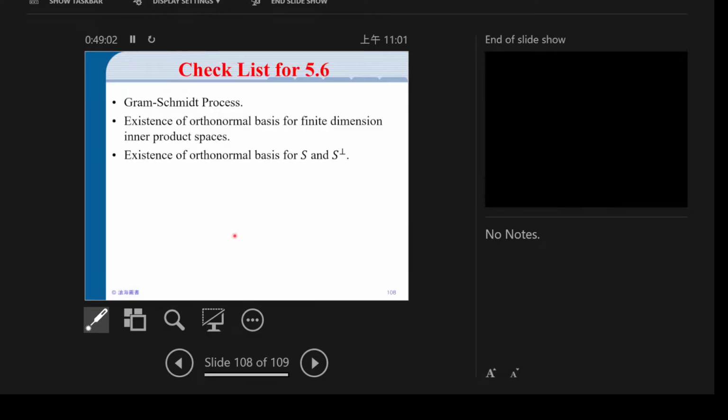This is the end of our chapter 5. We have seen this geometry for vector spaces with an inner product. We can find the angles, and we can use this orthogonal basis to find a lot of nice things. In our next class, we will change to chapter 6 and start talking about eigenvectors. Let's take a 10-minute break.